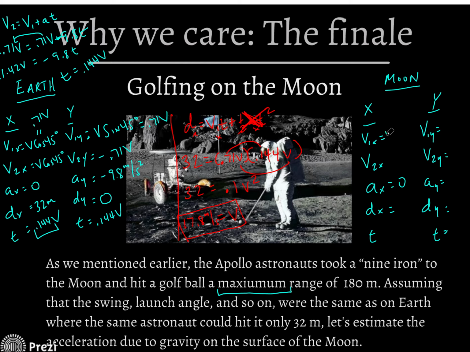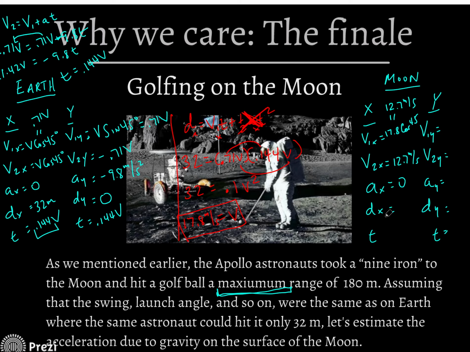So this is 17.8 cosine of 45, because it's maximum range again, right? So we're working with the maximum range. It's cosine of 45. This is easy to calculate, okay? Just put that in the calculator. I get 12.7 meters per second. So the velocity in the x direction is always 12.7 meters per second, okay?